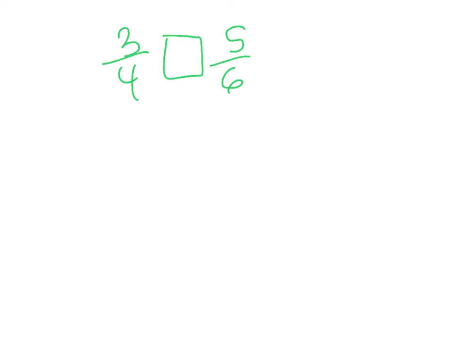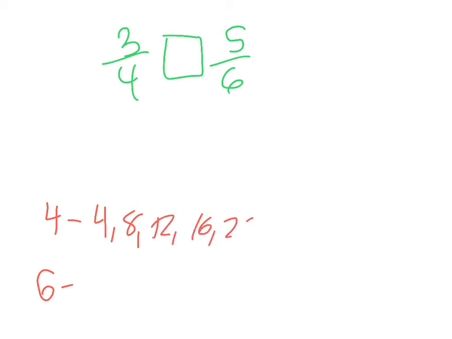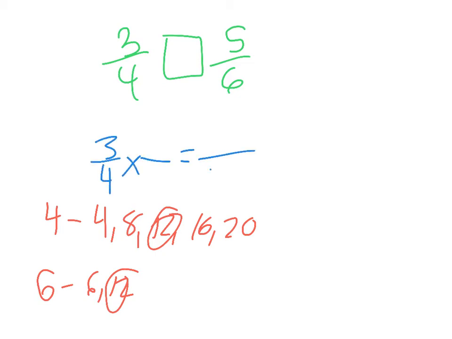Alright, so we've got 4 and 6. We need to find our like denominators. So 4, 8, 12, 16, 20. This is 6, 12, and I can stop right there. So, next I will do 3/4 times a fraction equals something over 12. 4 times 3 will give me 12, making this 3 over 3 to represent one whole, and 9/12.